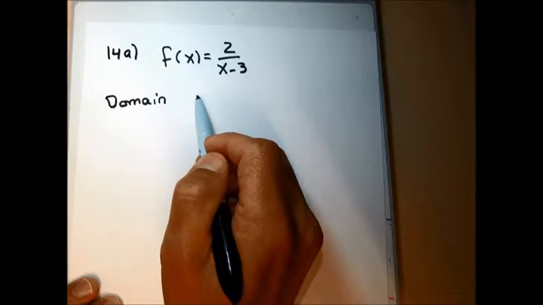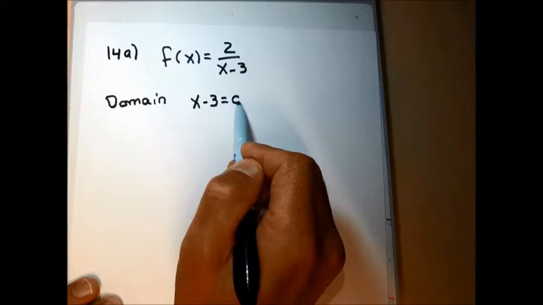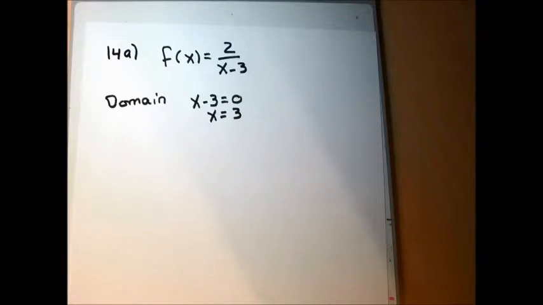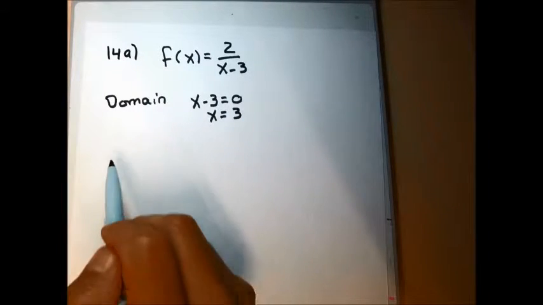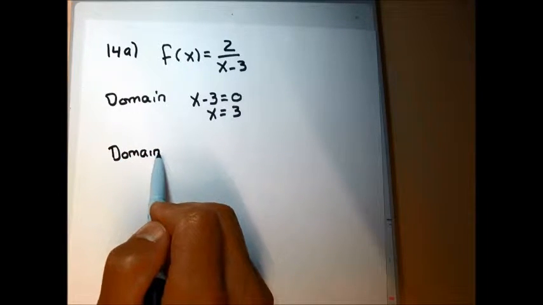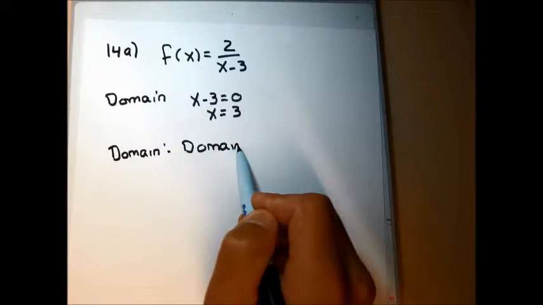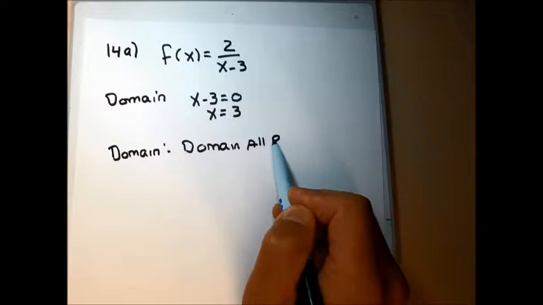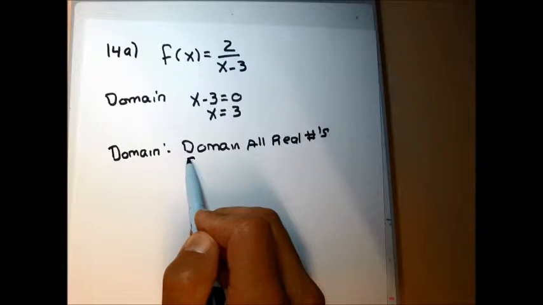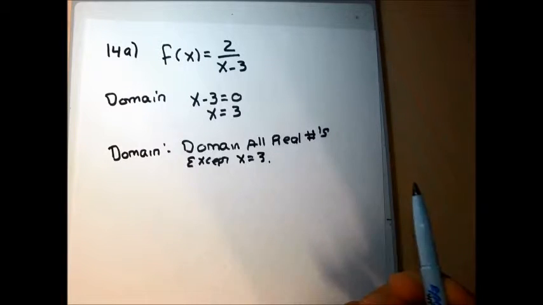To find the domain of a fraction, we ignore the numerator and we set the denominator equal to 0 and solve for x. The value for x is the number that needs to be excluded from the domain, and it will be fine on the test if you just use the word version of the domain. You could say the domain is all real numbers except x equal to 3. That would be completely fine.